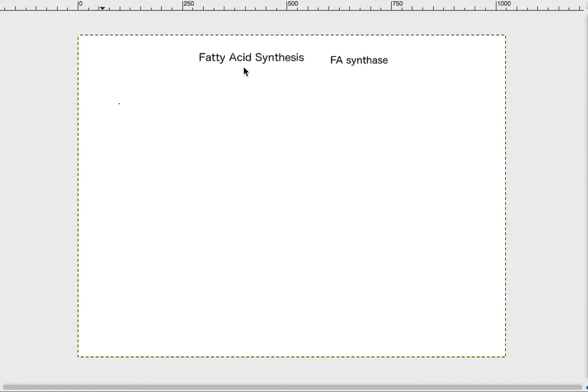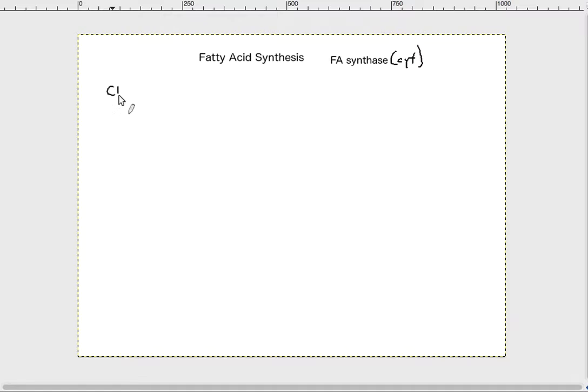Okay, today we're going to talk about fatty acid synthesis. And in order to talk about fatty acid synthesis, we need to talk about fatty acid synthase. So, fatty acid synthase is an enzyme that's present in the cytoplasm that synthesizes fatty acids, and it synthesizes fatty acids 2 carbons at a time.